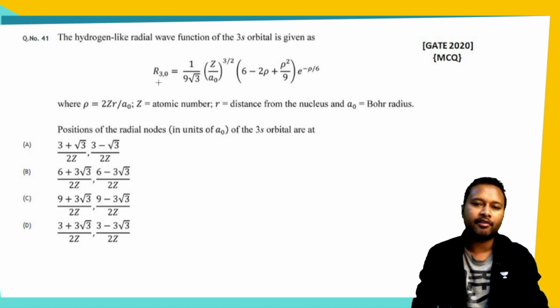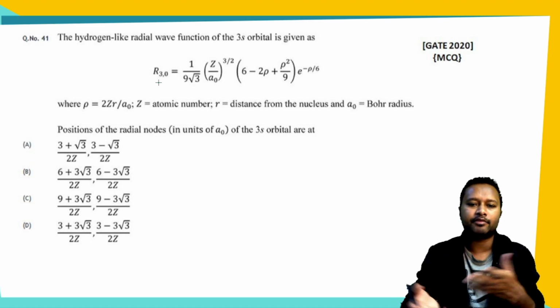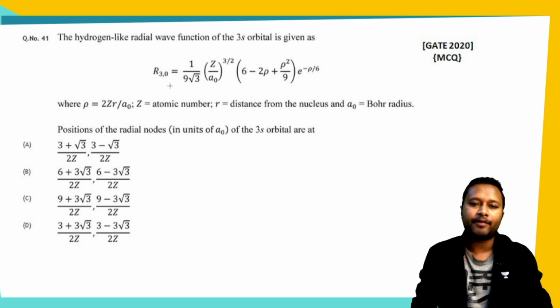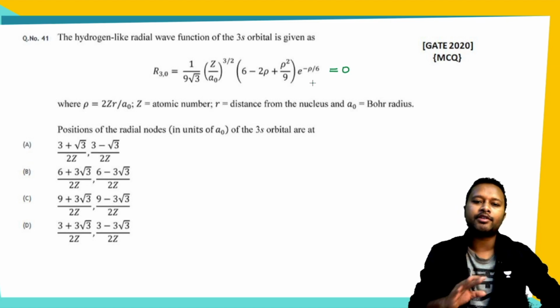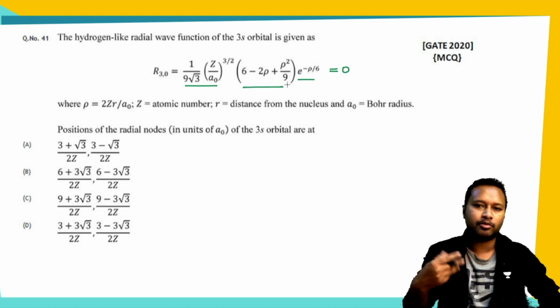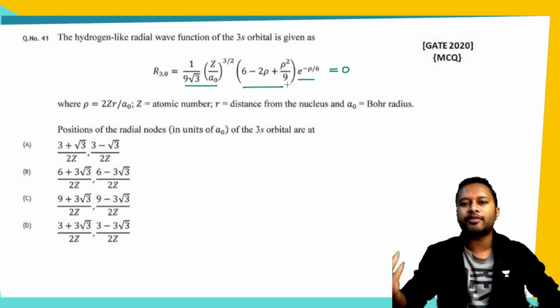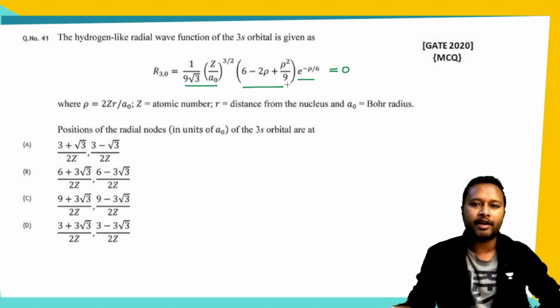Now since this is a radial wave function, radial nodes will be where your radial wave function becomes 0, right? That's where your radial nodes will be. So you have to just take this whole equation equal to 0. Now this whole equation comprises 3 parts. The first part is this much, the second part is this bracket part, and the third part is this exponential part. So if any of these parts becomes equal to 0, the whole wave function will become 0, because everything is multiplied with each other. So if any one of them becomes 0, the whole radial wave function becomes 0.